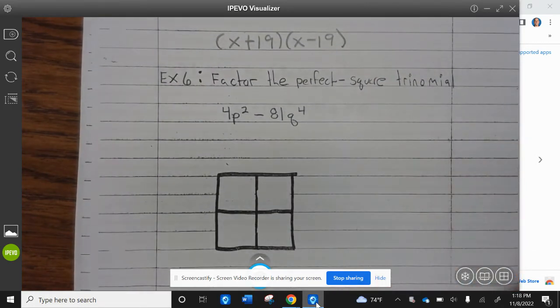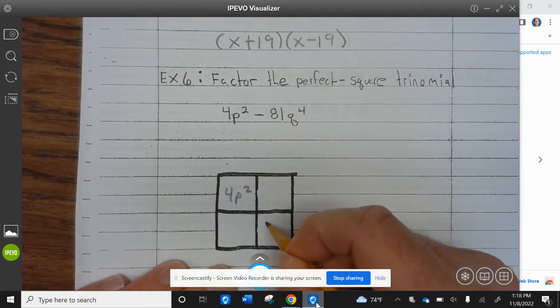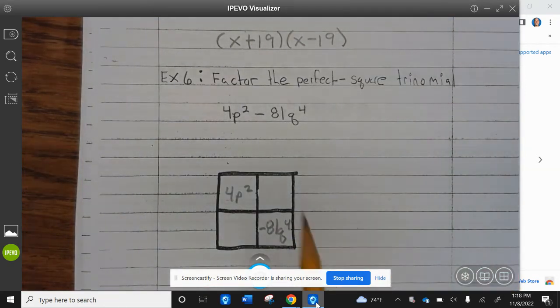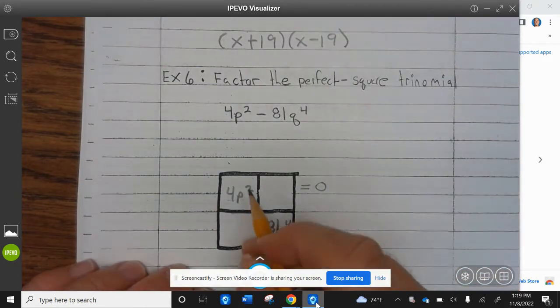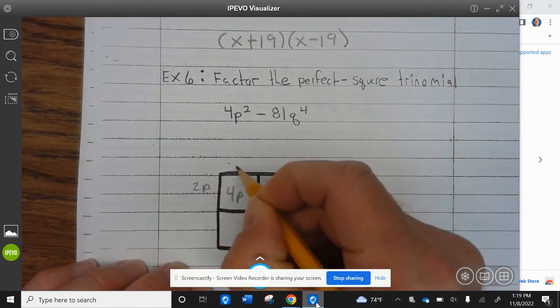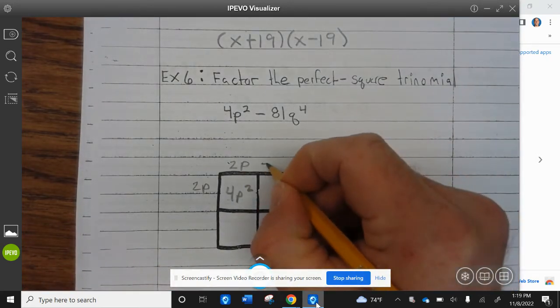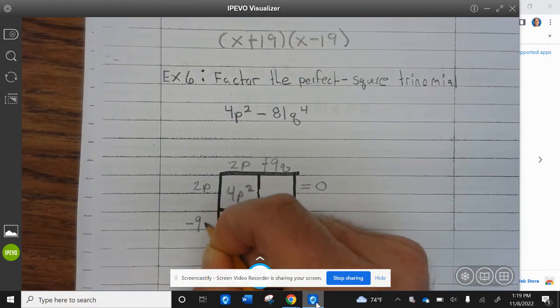All right, example 6. So the first term is 4p squared. The last term is negative 81q to the 4th. Since there's no middle term, that means the middle needs to equal 0. To get 4p squared, that's 2p and 2p. To get negative 81, that's plus 9q minus 9q.